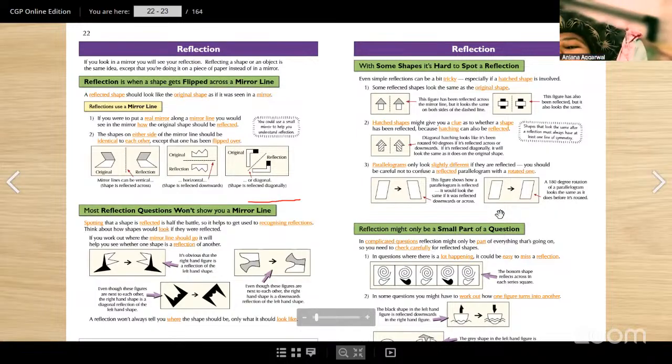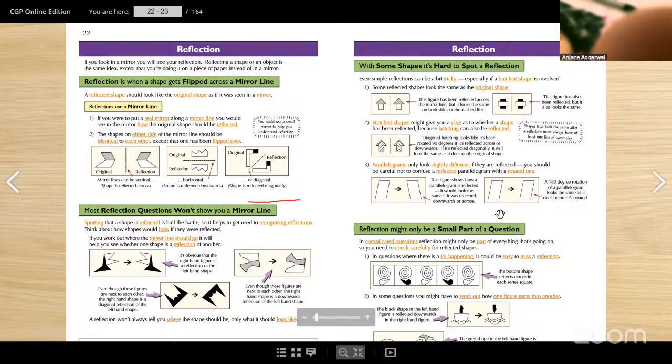Diagonal hatching looks like it's been rotated 90 degrees if it is reflected across or downward. If it is reflected diagonally, it will look the same as it does in the original shape. Shapes that look the same after reflection must always have at least one line of symmetry.